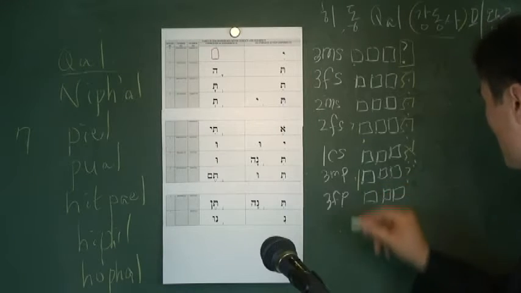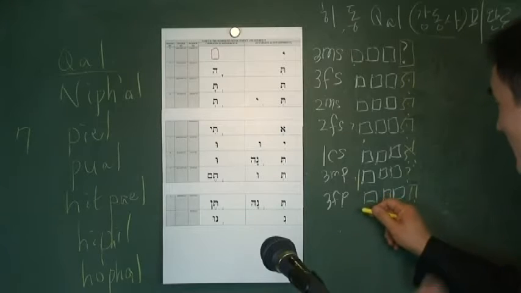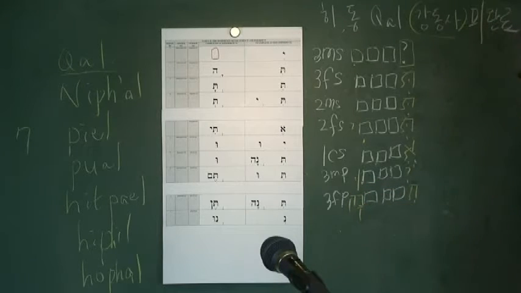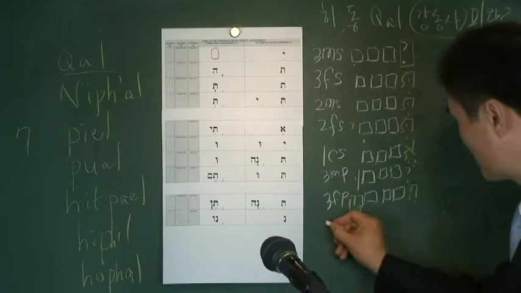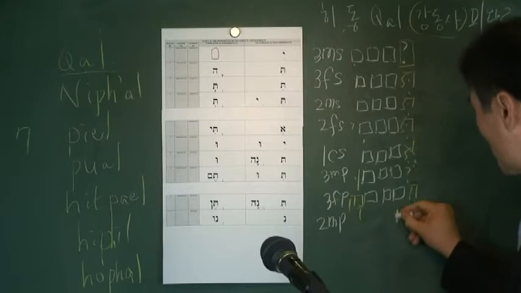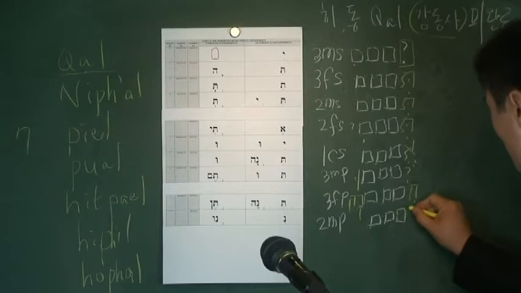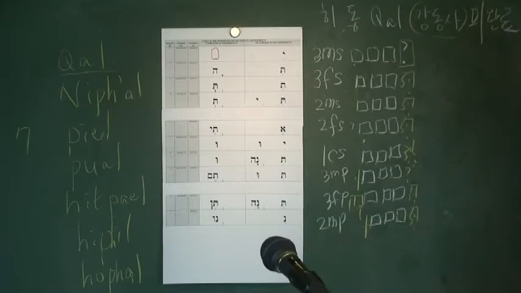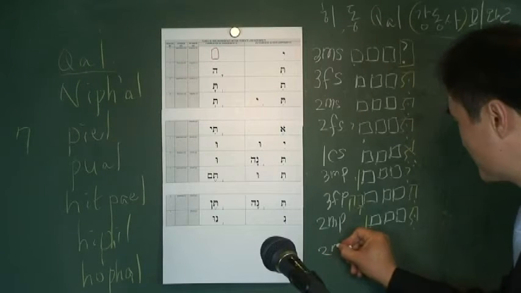Next, the third person feminine plural. The third person feminine plural has the prefix t and the suffix na. Next, the second person masculine plural. The second person masculine plural also has a prefix and a suffix. T is the prefix and wu is the suffix.